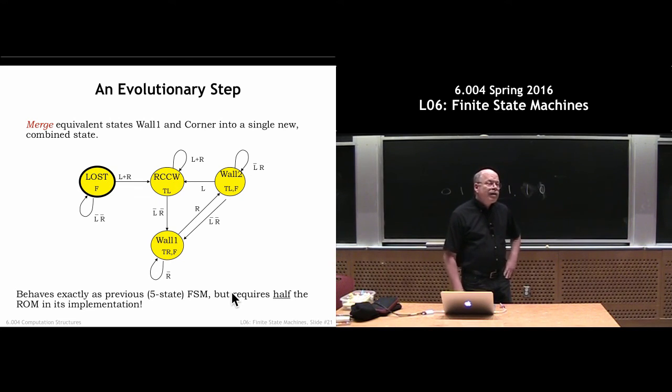And by equivalent, we mean that in all circumstances, the sequence of outputs given a particular sequence of inputs will be the same. We can't distinguish the behavior of the ant with this FSM versus the other one. Okay.